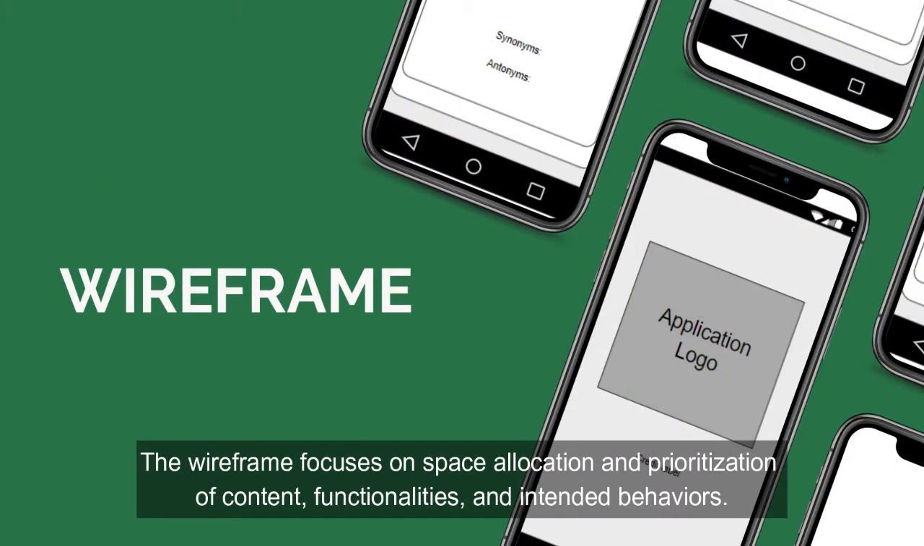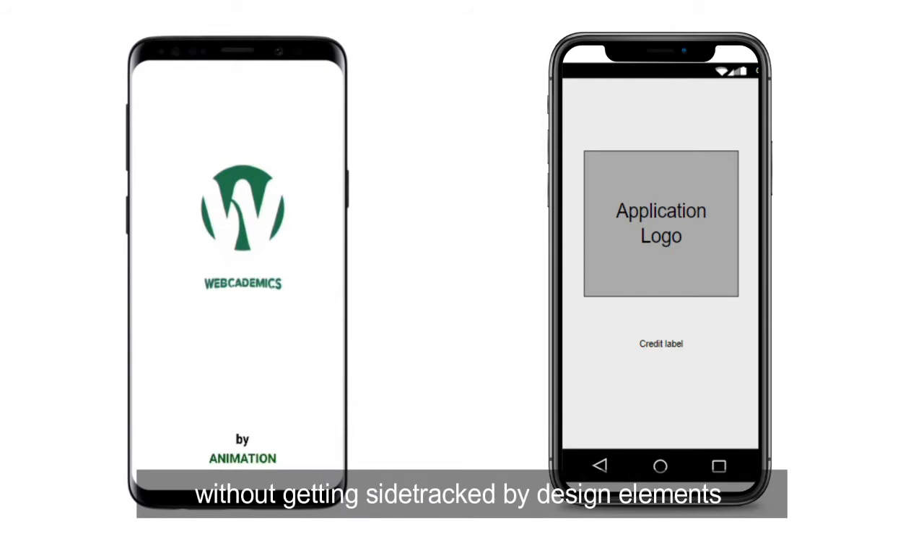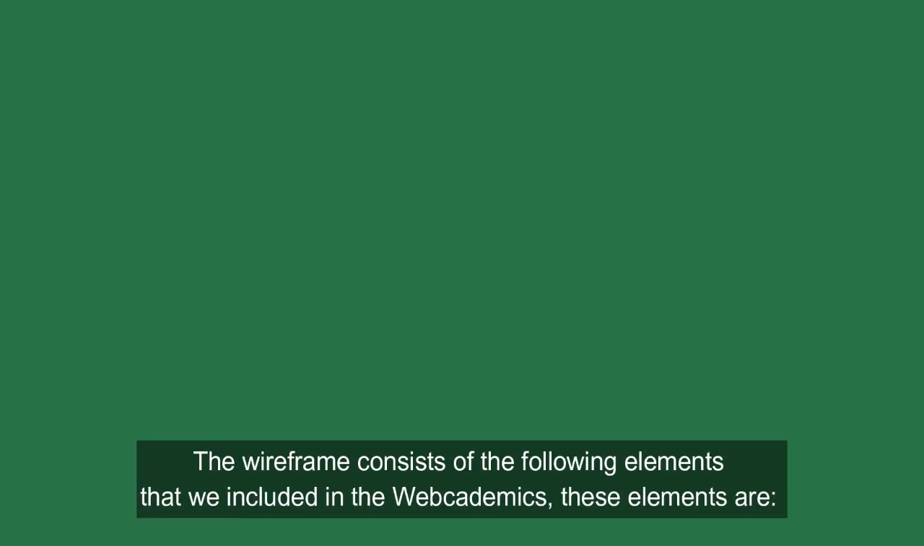The wireframe focuses on space allocation and prioritization of content, functionalities, and intended behaviors. It gives the client, developer, and designer an opportunity to walk through the structure of the application without getting sidetracked by design elements. The wireframe consists of the following elements that we included in the Webcademics.